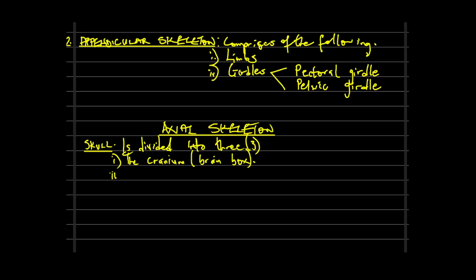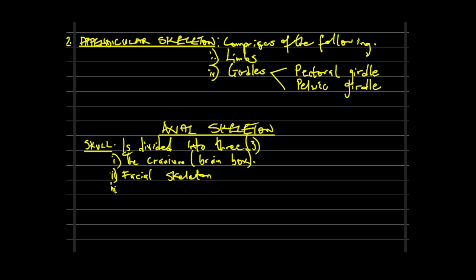And then we have the second bone of the skull, called the facial skeleton. These are the bones that make up the face, like the bones that hold the nose, the eyes, and the muscles of the neck. Again, the bones that hold the nose, the eyes, and the muscles of the neck all make up the facial skeleton.